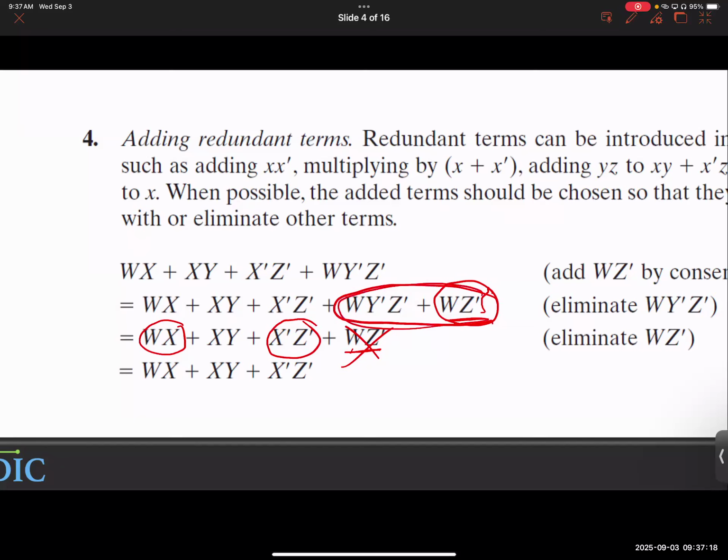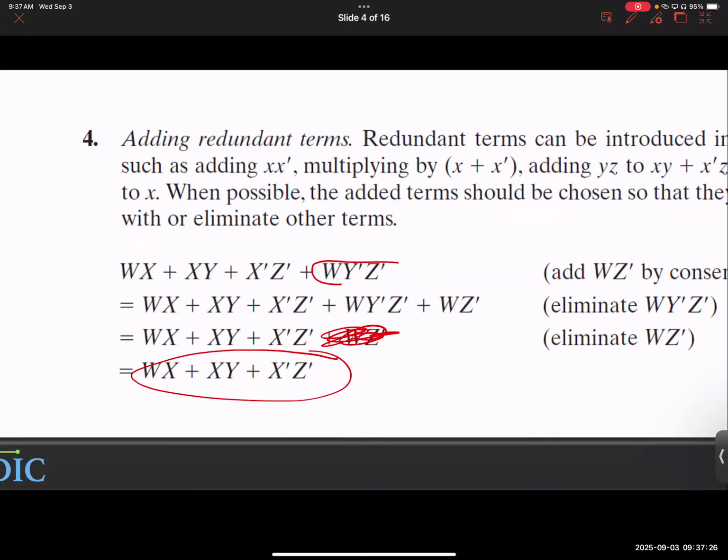So we eliminated this term, and then I eliminated the extra term as well using the same theorem. So basically just get rid of this. So you can manage to get rid of this extra term using the consensus theorem twice in the same expression. Okay, does that make sense to you now? Like I said, it should and should not make sense.